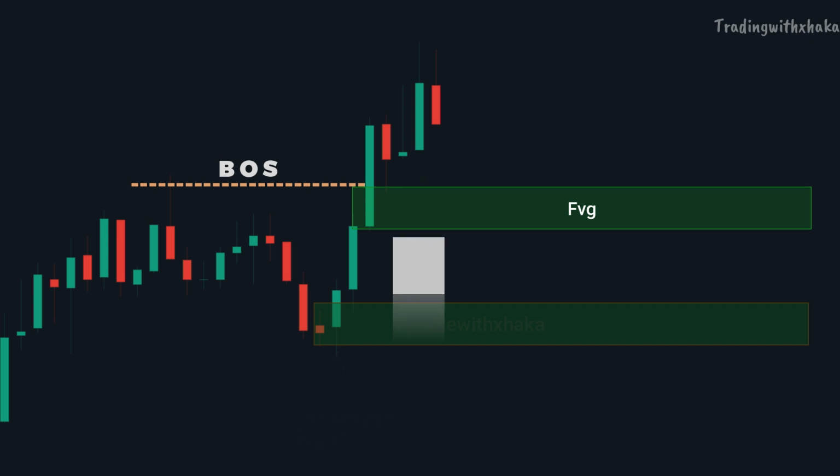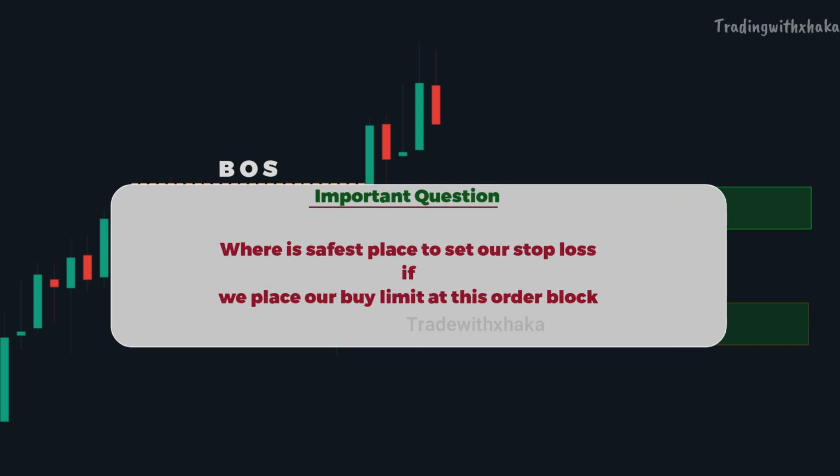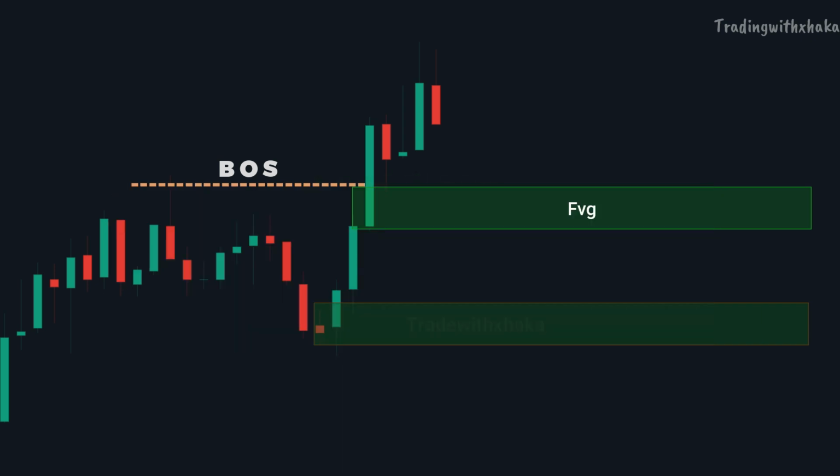Comes a question: where is the safest place to set our stop loss if we place a buy limit at this order block? It is below this wick where the movement has started. So we will add this area to our order block zone as well.